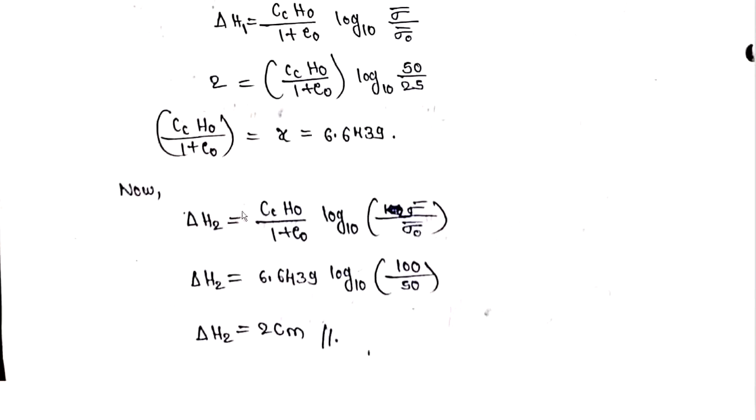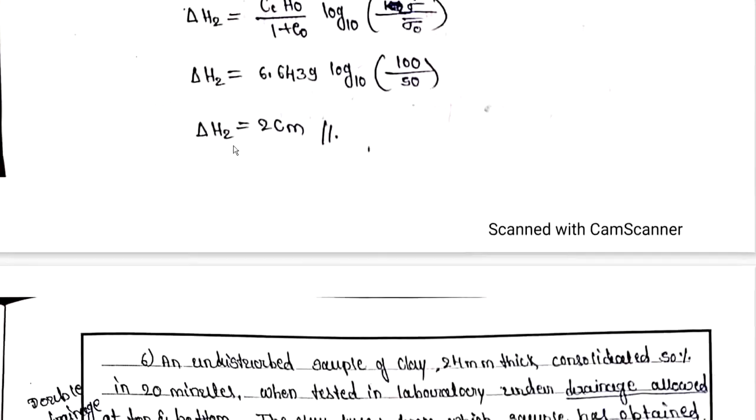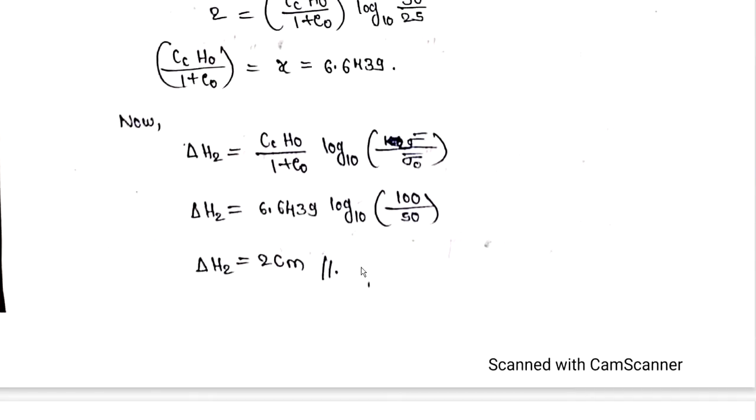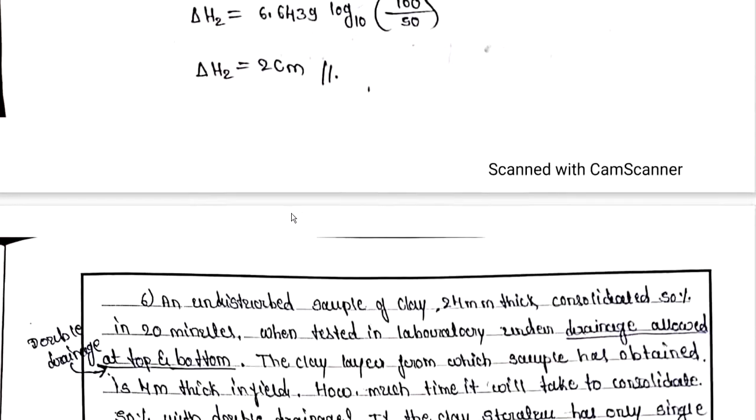Similarly delta H2 is equal to Cc into H naught divided by 1 plus e naught. So the same quantity I am going to use over here, log 10 to the base sigma dash divided by sigma naught dash. Sigma naught dash in this case is 50, sigma dash in this case is 100. In the same way I have kept this value as it is. So these are all constants. Cc for a particular type of soil will not change. Initial void ratio for a particular type of soil will remain the same. So I have got the answer for delta H2 as 2 centimeters.